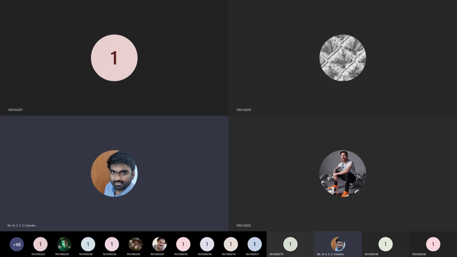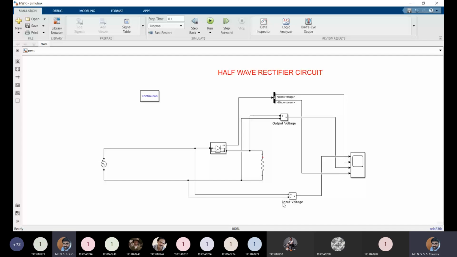So what you are seeing on the screen is nothing but your half-wave rectifier circuit. I have used MATLAB Simulink to simulate the actual circuit. However, I am not using any transformer over here, to make the circuit as simple as possible.